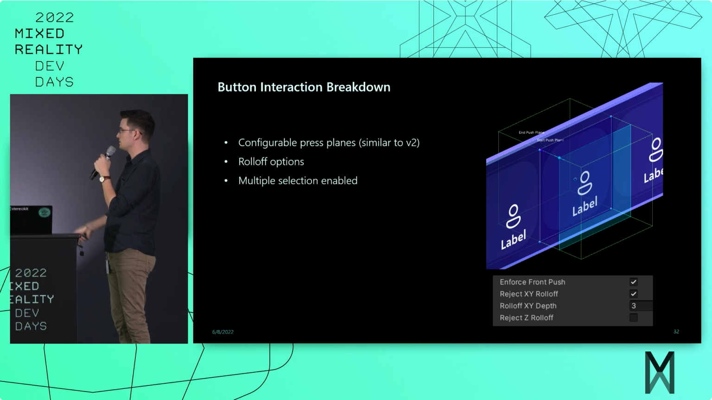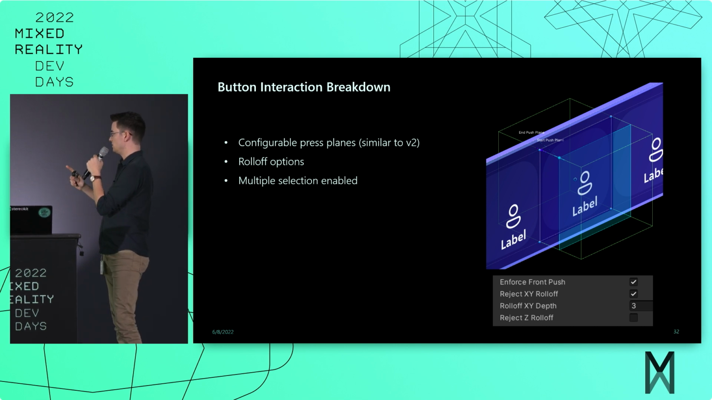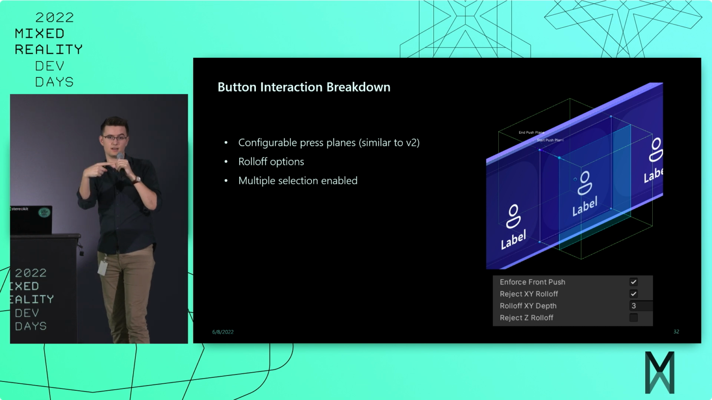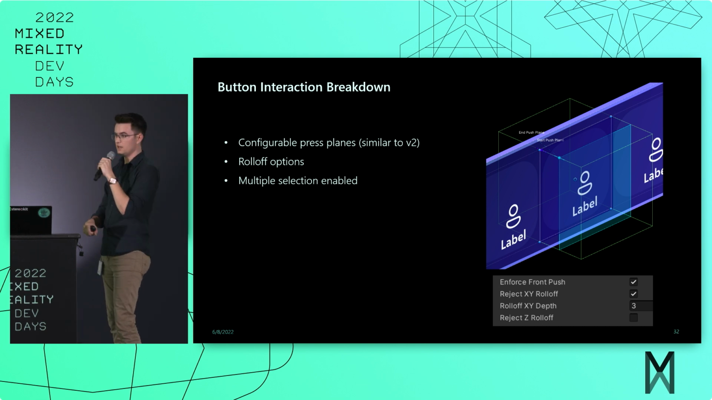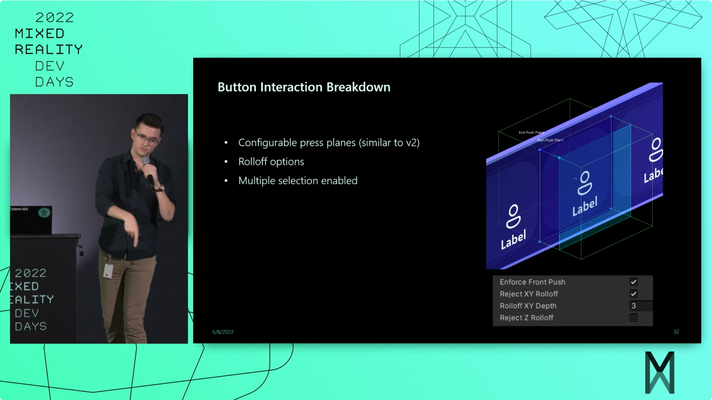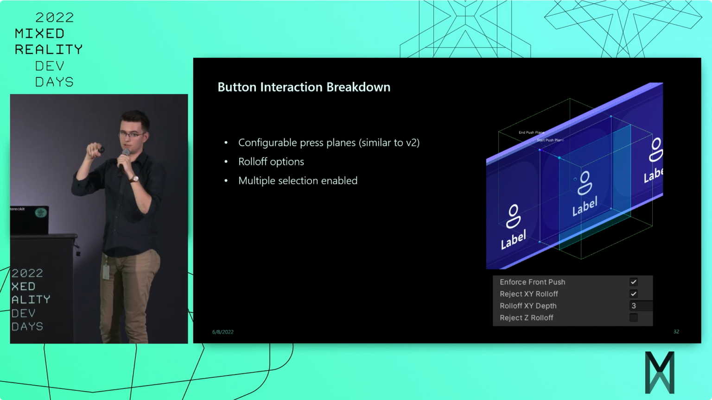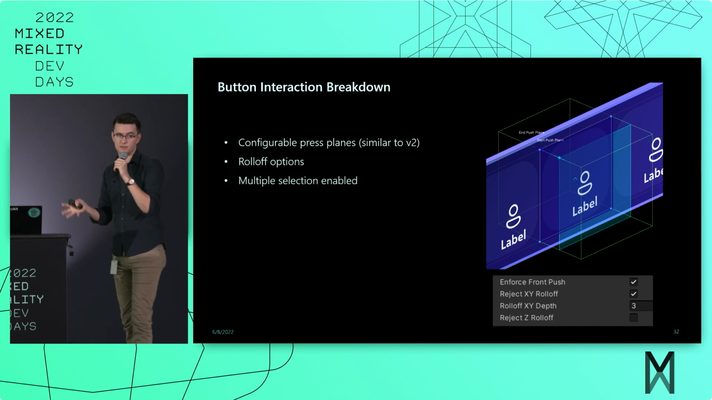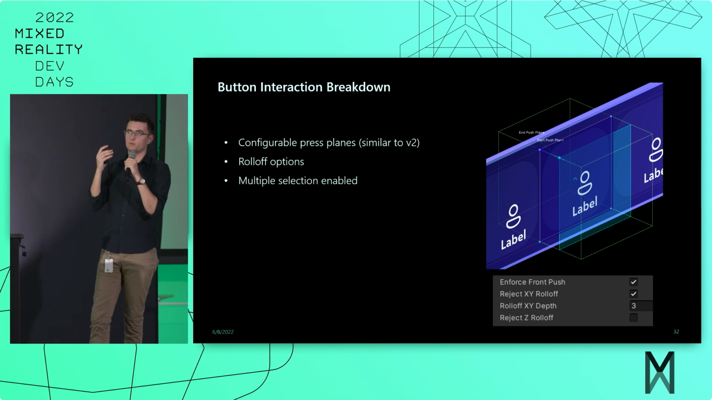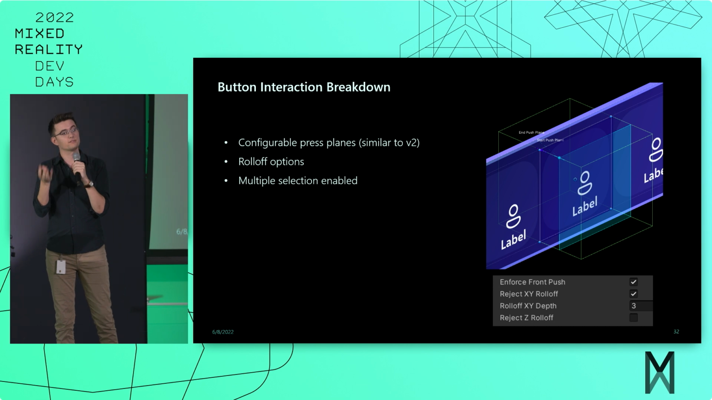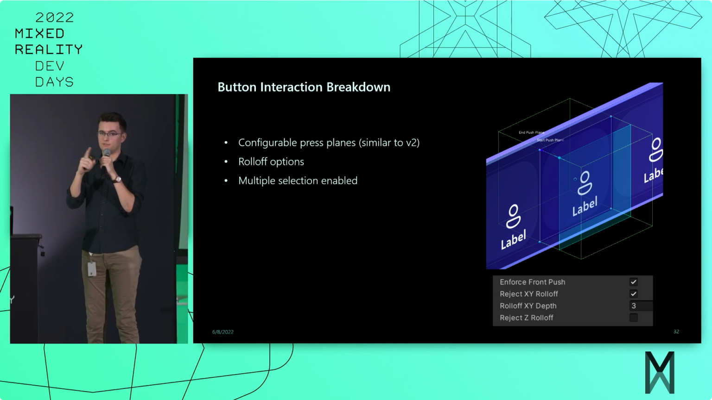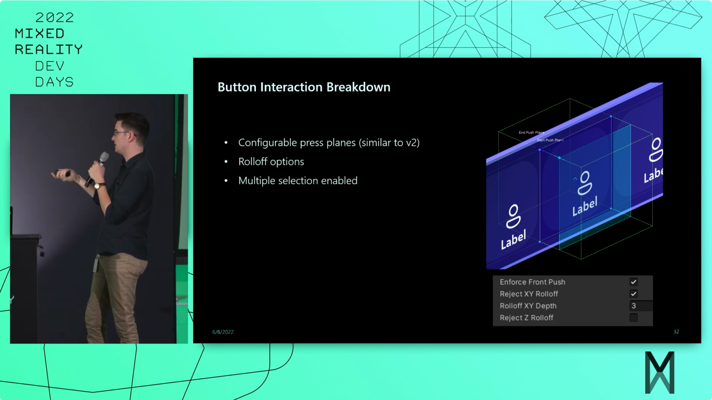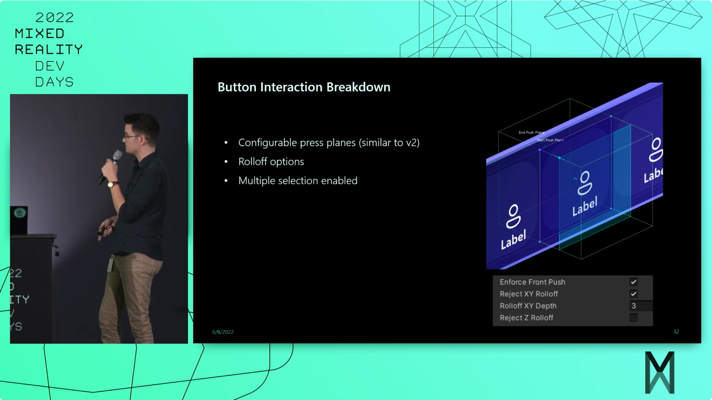So we have options where you can't push a button from the side. You can only enter the button from the top. If your finger drifts to the side too much as it goes through the button, we can reject the push. It's really powerful because hand tracking isn't always perfect, and so there's a lot of erroneous input sometimes, and having powerful roll-off options is really nice.